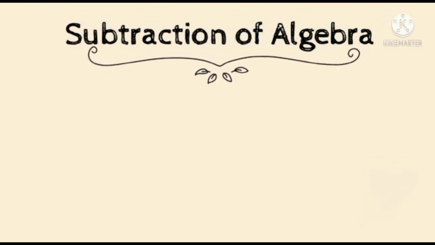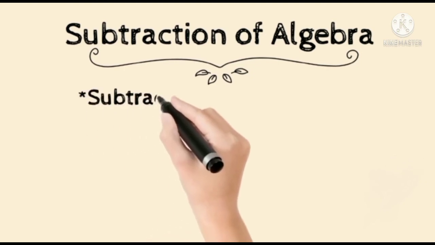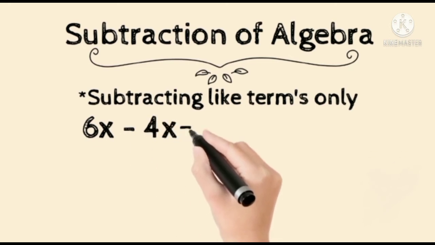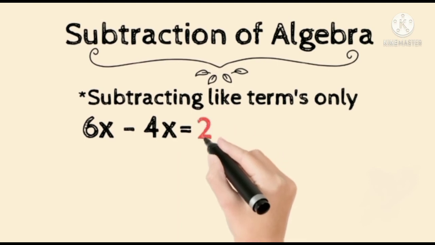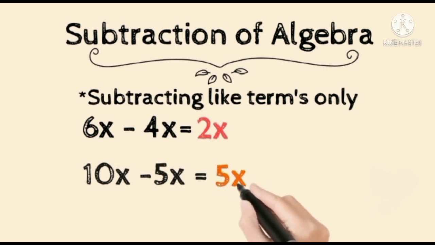Next topic is subtracting algebra. Similar to adding, you're going to subtract here also, and the point remains the same, that you're going to subtract only like terms. You can't subtract unlike terms. So first example will be 6x minus 4x. So 6 minus 4 gives me 2, and I'll write the variable x after that. Next, I have the example of 10x minus 5x. So 10 minus 5 gives me how much? 5. And then I'll write the letter x after that.